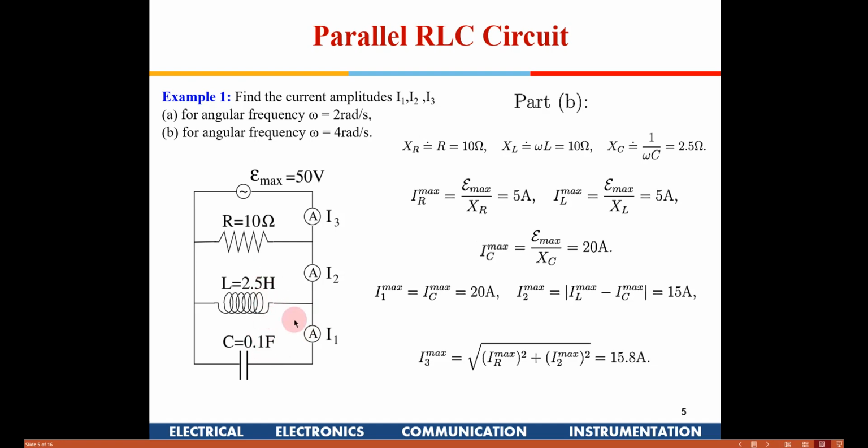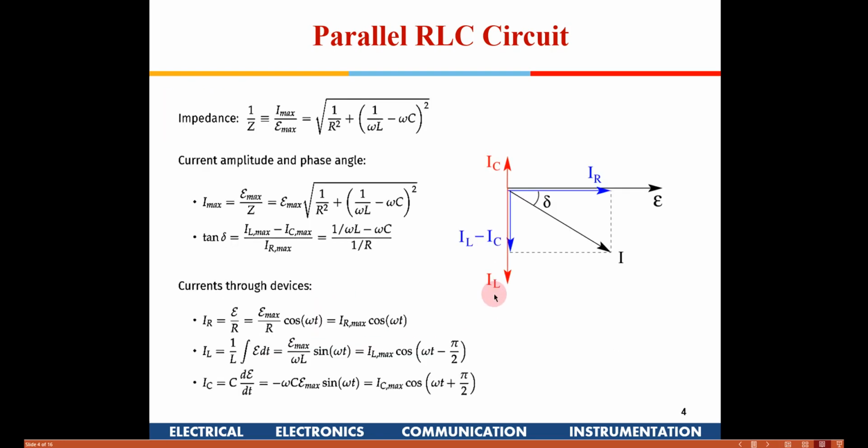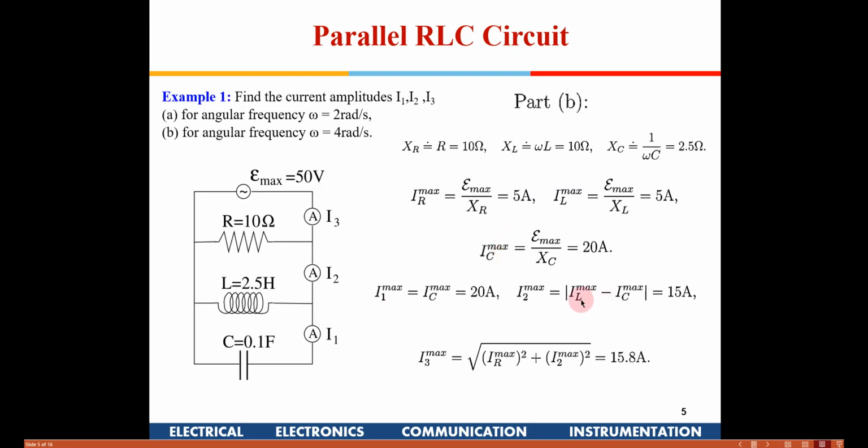So you have to take the difference of these two currents. You should not add it. So you have to be careful while doing these kinds of problems. If I go back here, if you see IL and IC, they are in opposite directions. So you have to take IL minus IC. We are interested in only the magnitude part in this particular problem, so you take the mod of that.